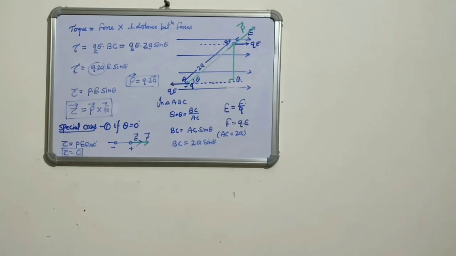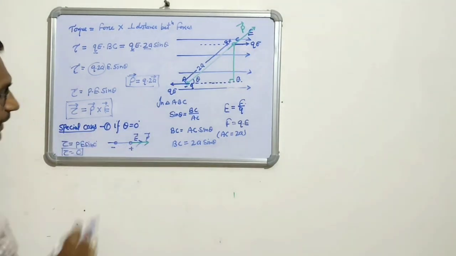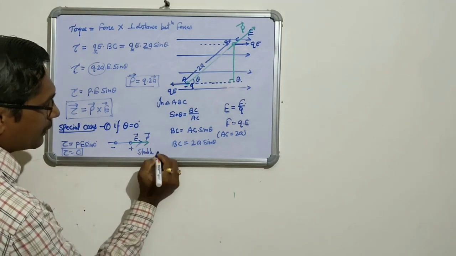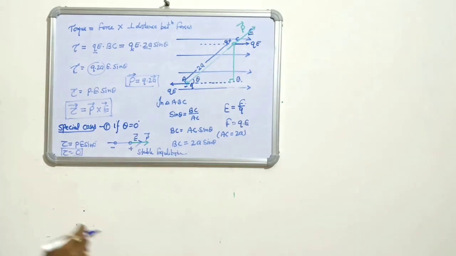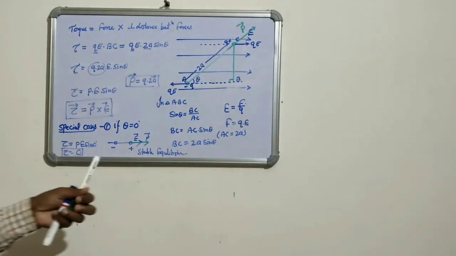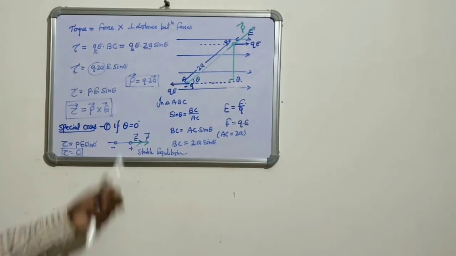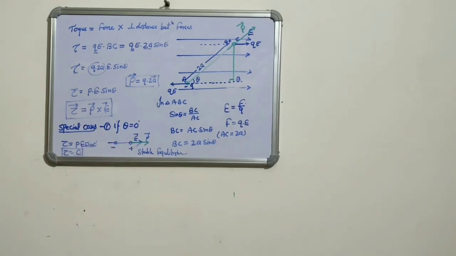If theta is 0, in this situation the dipole is considered to be in stable equilibrium. Equilibrium means net torque 0, net force 0, and it is stable because in this situation the potential energy of the system is very low. That's why it is called stable equilibrium.